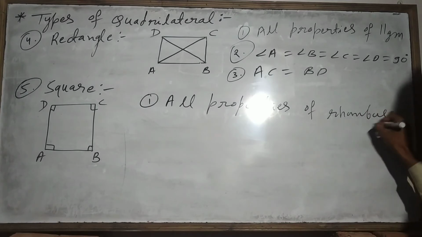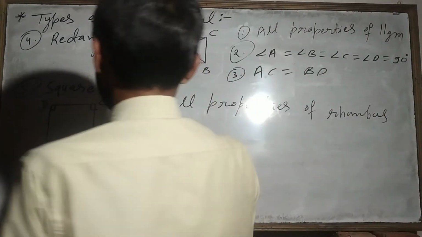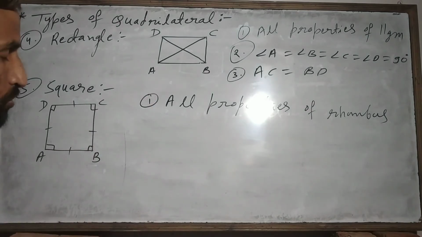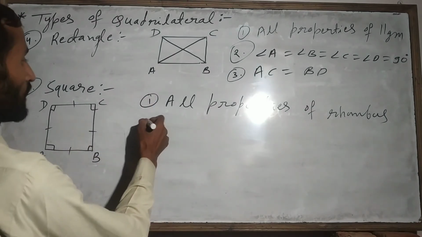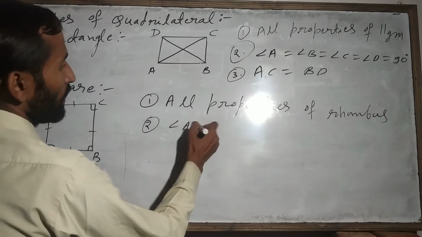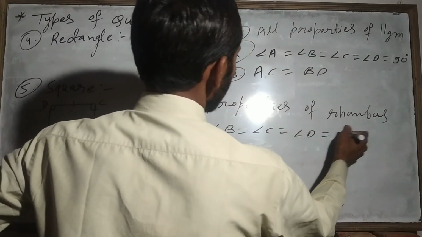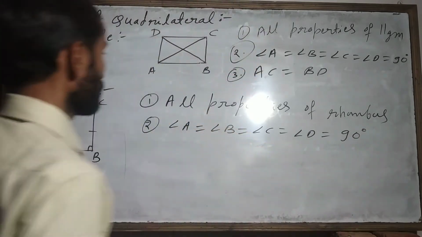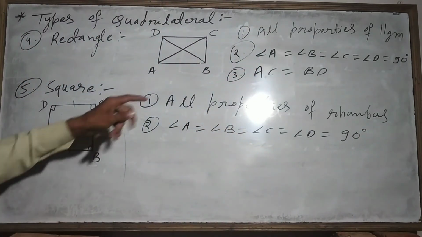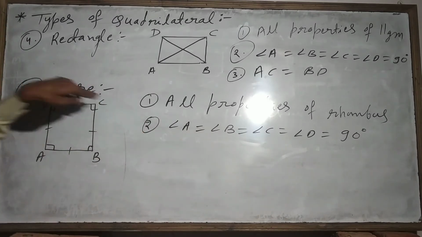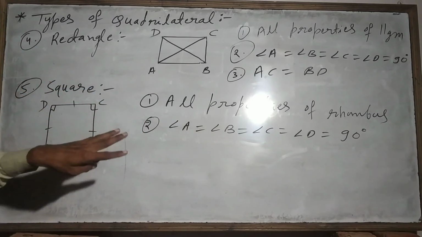After that, here all sides are equal, meaning these are the properties of a rhombus only. And second, angle A is equal to angle B is equal to angle C is equal to angle D is equal to 90 degrees. So this is the main extra property compared to a rhombus. In a rhombus this is not compulsory, but in a square it should be compulsory.